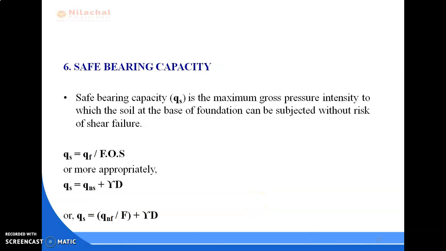Next is the safe bearing capacity. It is the maximum gross pressure intensity to which the soil at the base of foundation can be subjected without risk of shear failure. So qs equal to qns plus gamma into D. This is the formula, you can apply this formula, or qs equal to qf by factor of safety, or qs equal to qnf by factor of safety plus gamma into D. So you have to remember all the formulas which we can use for solving the different problems.